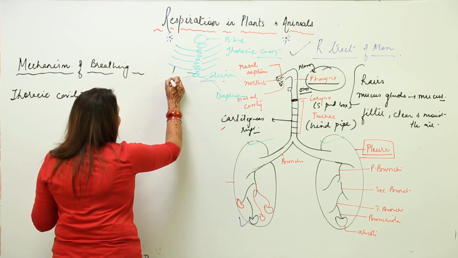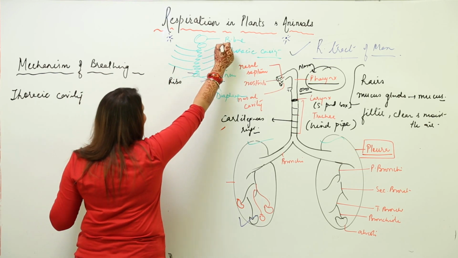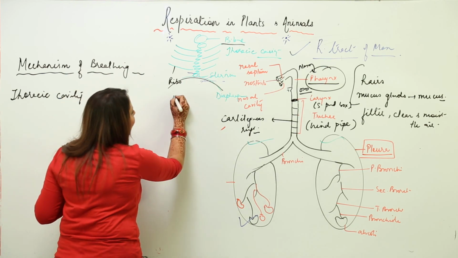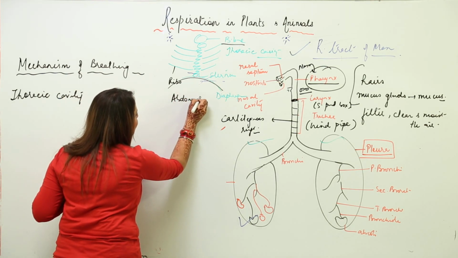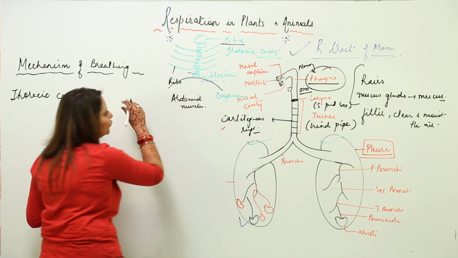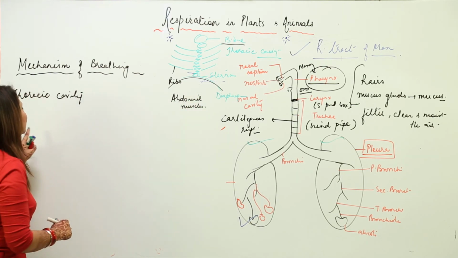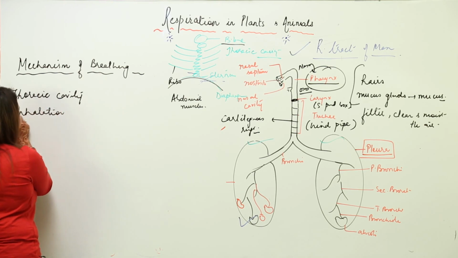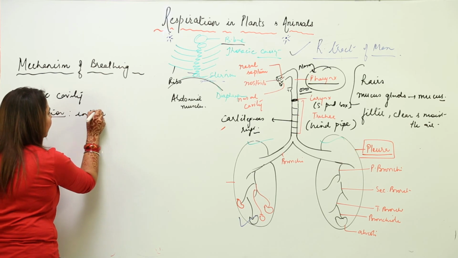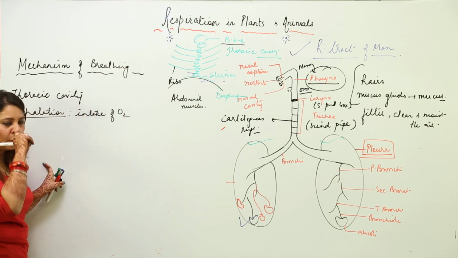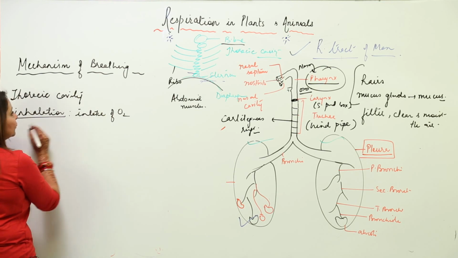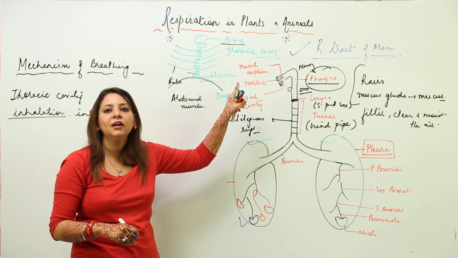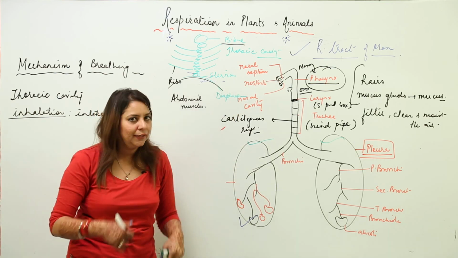From the front side it is formed of ribs, at the back we have the backbone, then the diaphragm, which is originally dome shaped, and on the lower side we have abdominal muscles, which are involved in the mechanism of breathing. So what actually happens? First inhalation occurs. What is inhalation? It is intake of oxygen. So we are going to see what happens to the organs of the thoracic cavity which make us inhale oxygen.